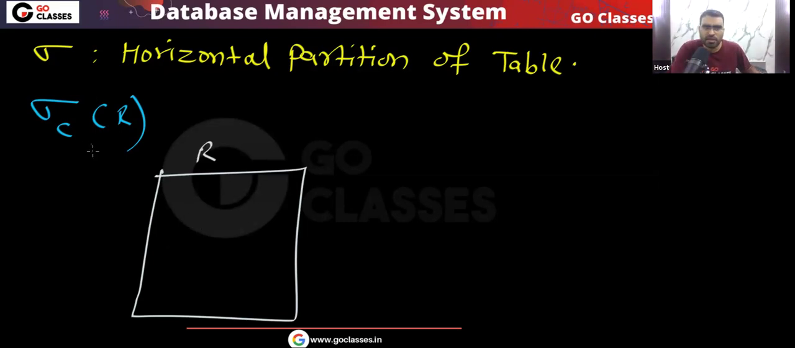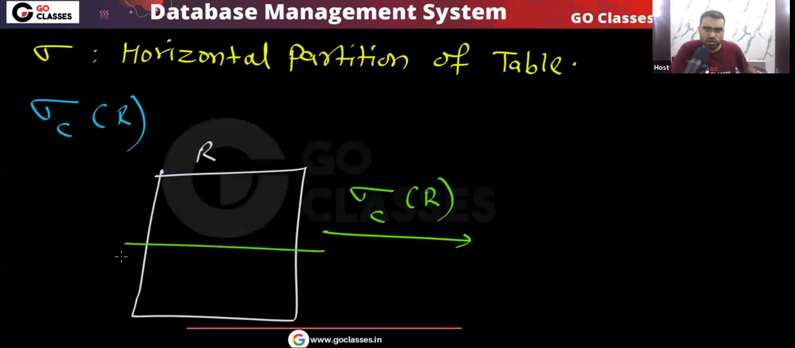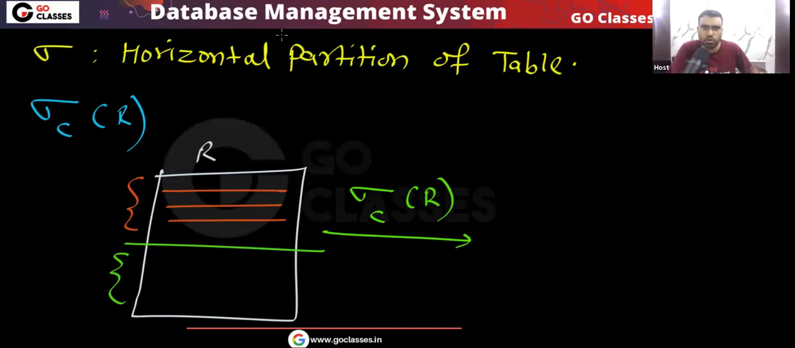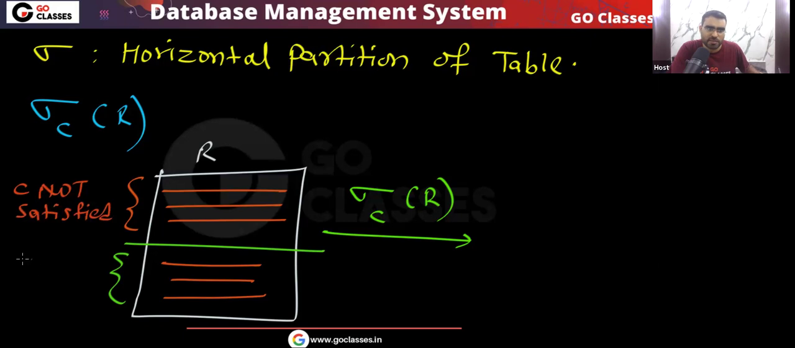Can I say that on this table, if you apply this query, then the tuples will be divided into two categories? One category will be those which satisfy condition C and those which do not satisfy condition C. You can see tuples will be divided into two categories. Very simple. Here I can say C not satisfied, and these are the tuples which C satisfied.